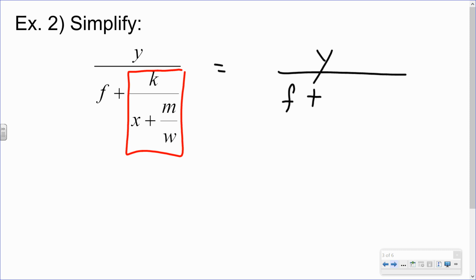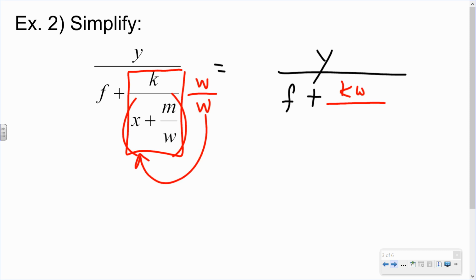So what am I multiplying numerator and denominator by? So w over w. So numerator is easy. We get kw. But now we need to distribute this w times each of these terms. So we get wx. And then when we multiply the final term, the w's cancel, and we have plus m. Everybody with us to that point?